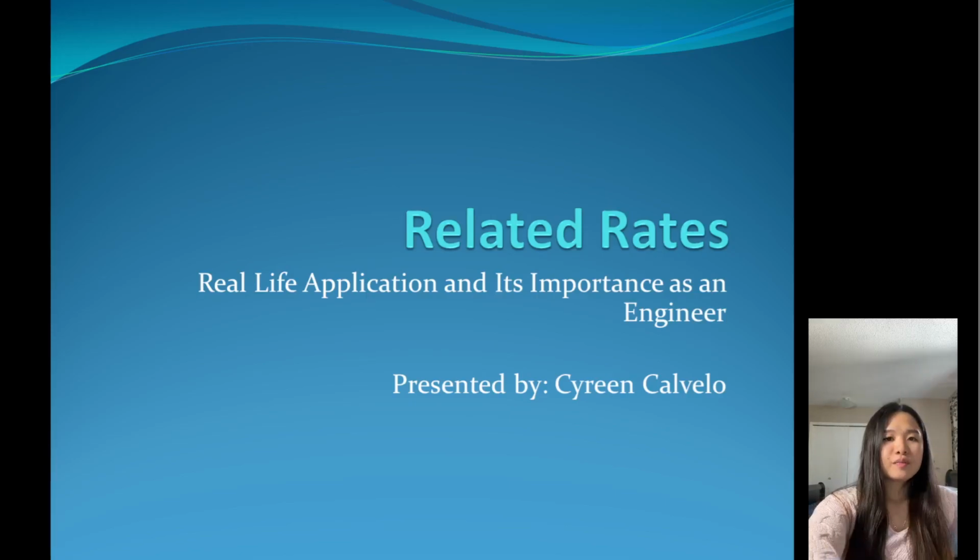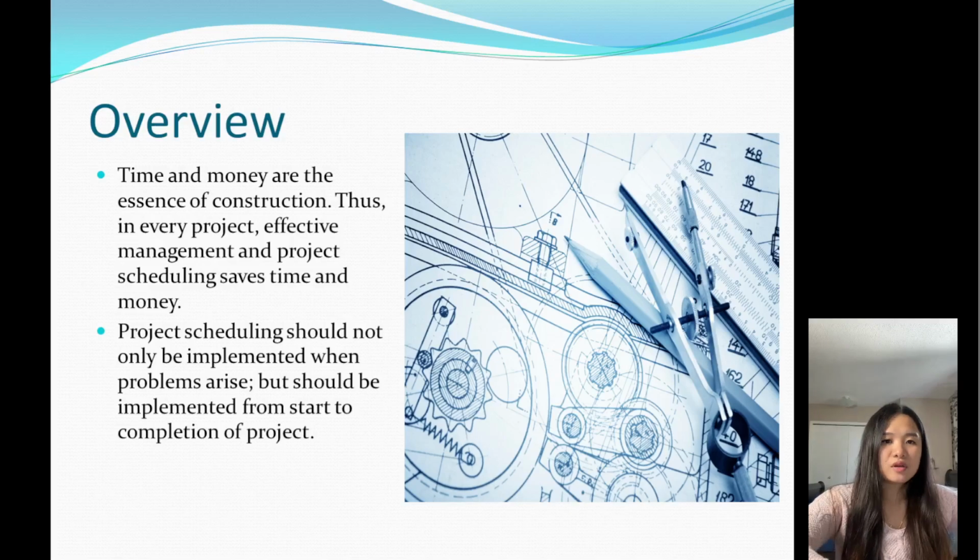Overview. Time and money are the essence of construction. Thus, in every project, it is important that there is effective time management and project scheduling in order for us to save time and money. Project scheduling should not only be implemented when problems arise in a project. Project scheduling should be implemented from the start up to the completion of your project.